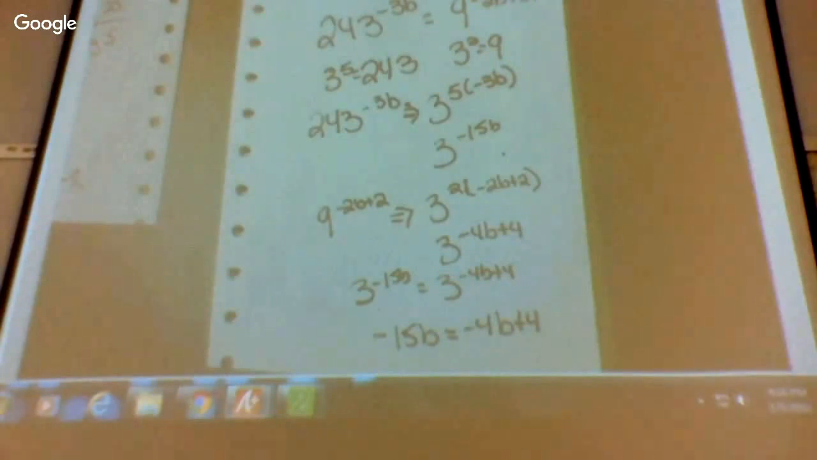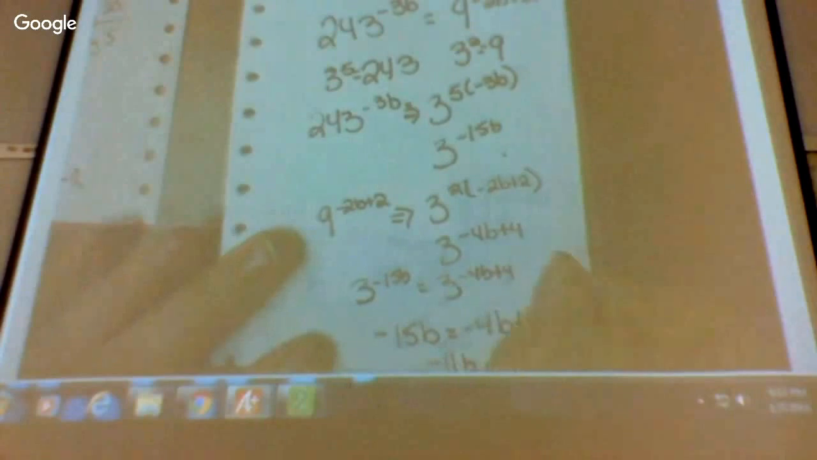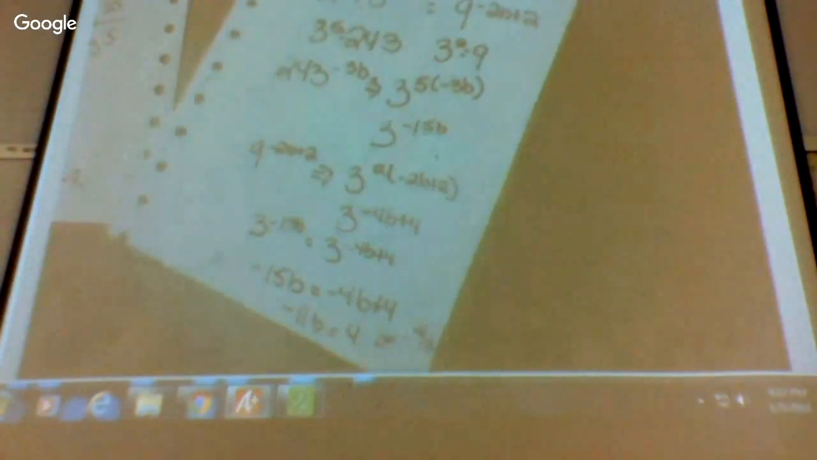I will tell you, for those of you who are aiming to go to pre-cal and advanced ASM, this will be something that's expected of you, okay? And without a calculator. So, know that. I would then just do normal solving. I would add 4 to both sides, so I'd have negative 11b equals 4, and then I'd say b equals negative 4/11. Or you could get whatever decimal it is. I don't know what the decimal is off the top of my head.